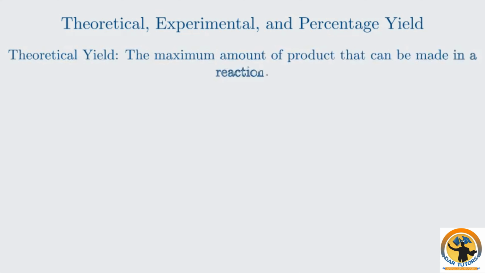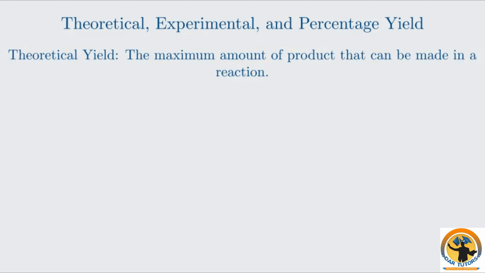Now let's explore the concepts of theoretical, experimental, and percentage yield, which are crucial for understanding the practical outcomes of reactions. We've been calculating the theoretical yield, which is the maximum amount of product that could be formed from a chemical reaction, calculated from the stoichiometry. In reality, we never achieve 100% of the theoretical yield.